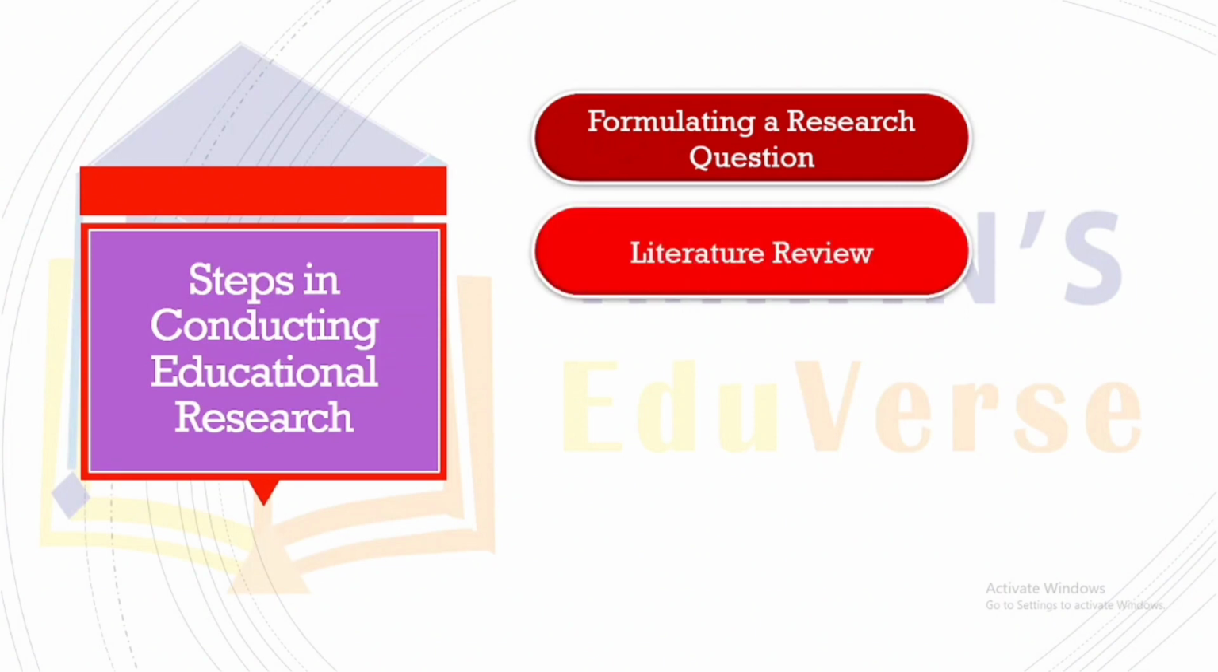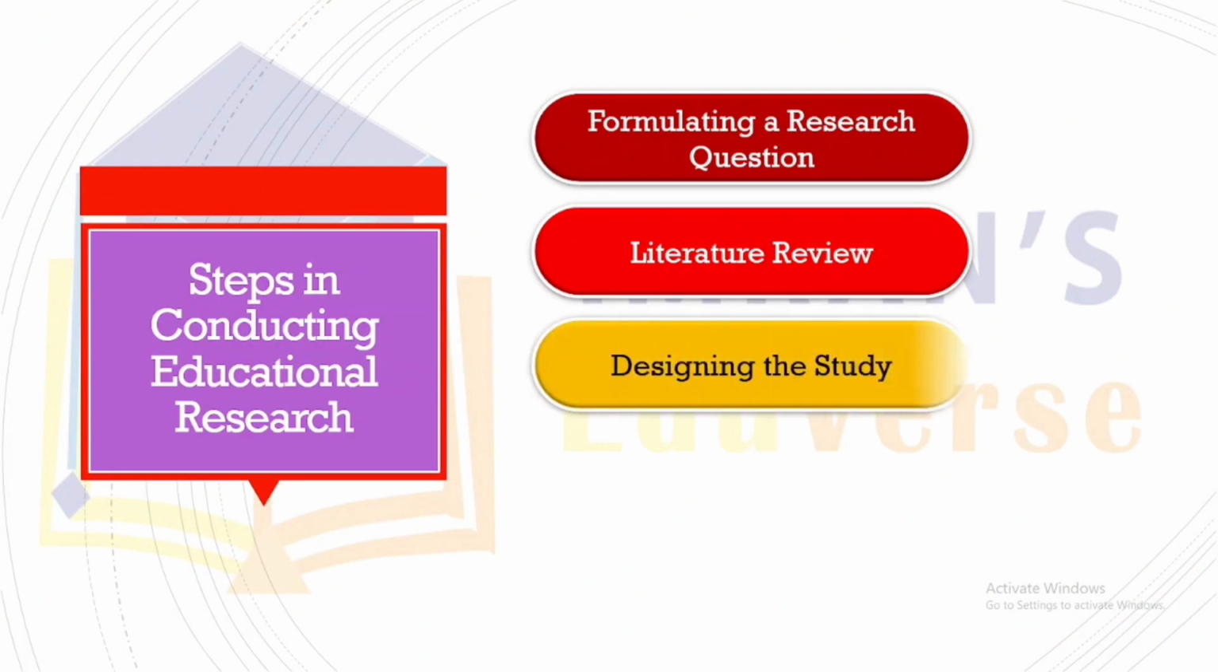Before diving into data collection, researchers conduct a thorough review of existing literature. This involves examining relevant studies, articles, and scholarly works to understand the current state of knowledge on the chosen topic. The literature review helps identify gaps in knowledge and informs the research design. Researchers must carefully design the study, outlining the research methods, variables, and data collection procedures. The study design may be quantitative, qualitative, or a combination of both, depending on the research question and objectives.